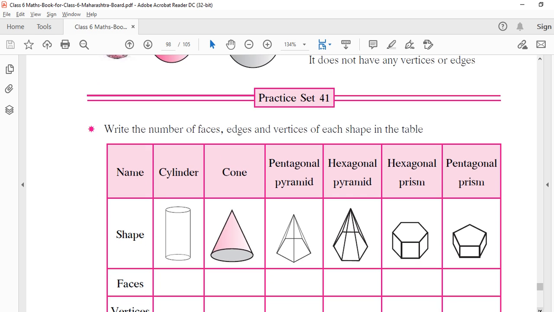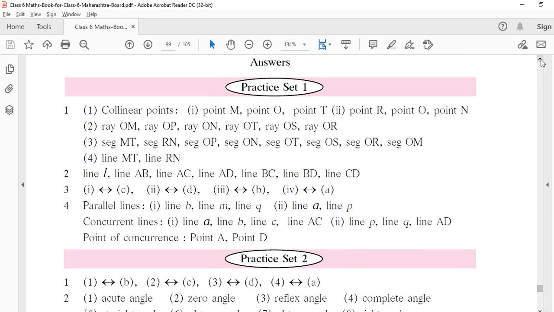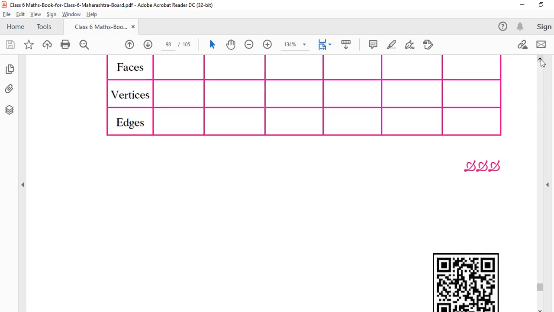Now we have exercise 41 in this, and that's it. That would be the end of the syllabus, correct?